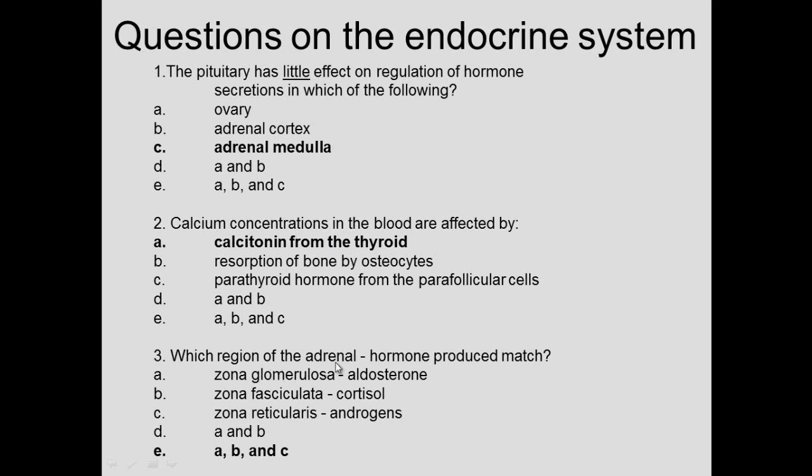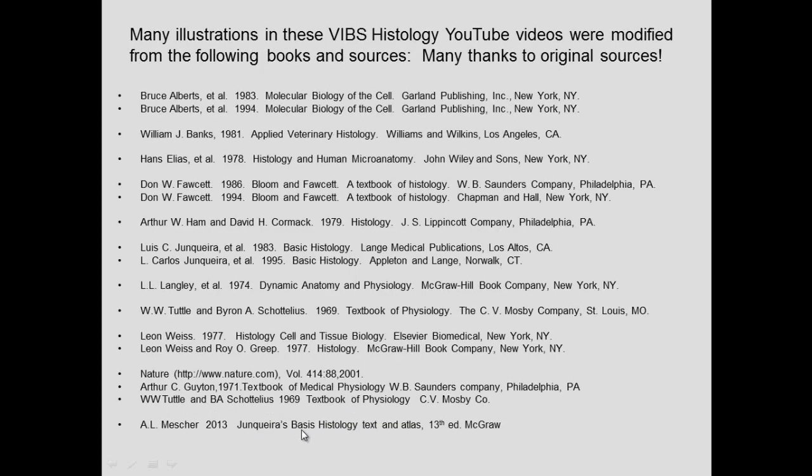Which region of the adrenal matches the hormone produced? The glomerulosa, aldosterone, correct. Fasciculata, cortisol, correct. Reticularis, androgens, correct. A, B, and C.